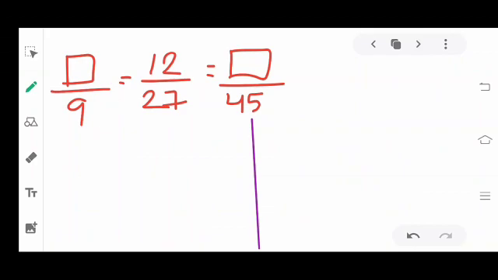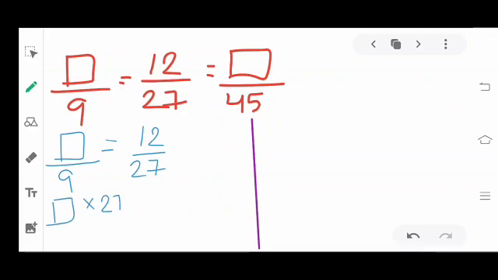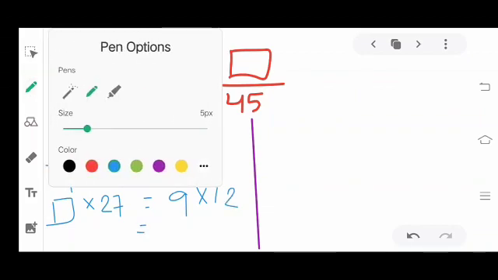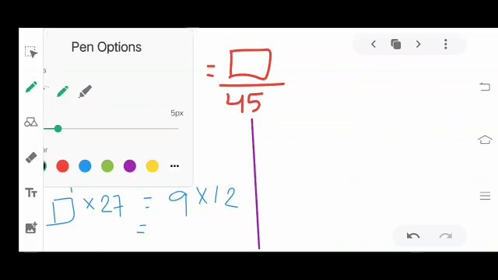Now, the same kind of question we are going to solve. We are not going to change their places but still we are going to solve it. See, I don't know the number, so I write down a bracket and the next number is 12 upon 27. Again we are going to do cross multiplication as I don't know the number, so I am going to write it here. And second is 9 into 12. First of all, I am going to write down the answer of 9 into 12.